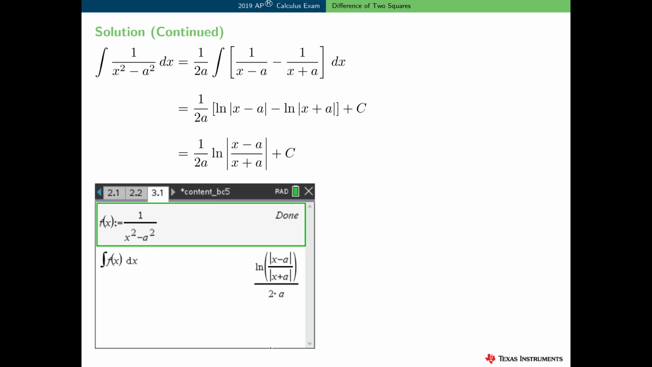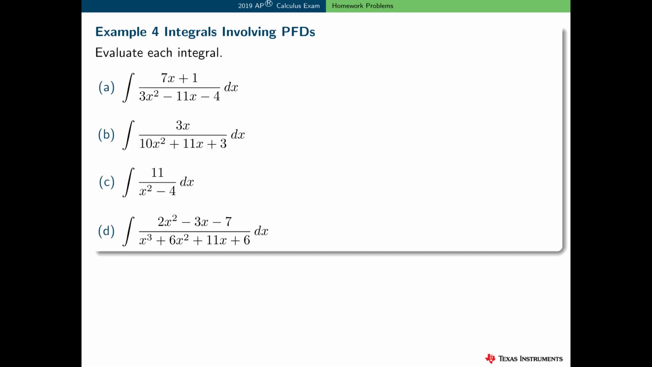And here's how I used technology to evaluate this integral. And I did this in two steps. First, I defined the function f, the integrand, and then I simply found the indefinite integral. Finally, here are a few examples for you to try. Each of these integrals involves a rational function and will require the method of partial fractions to find a solution.